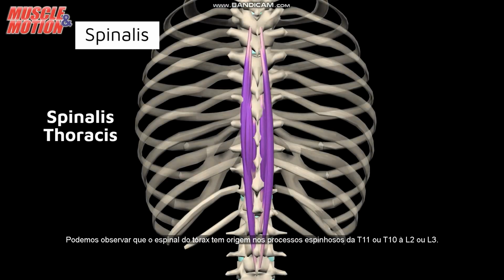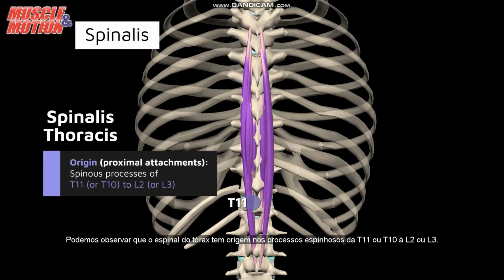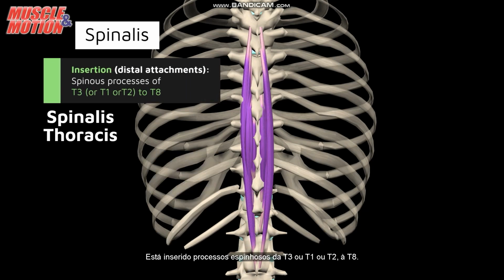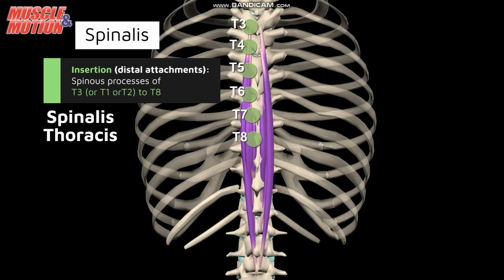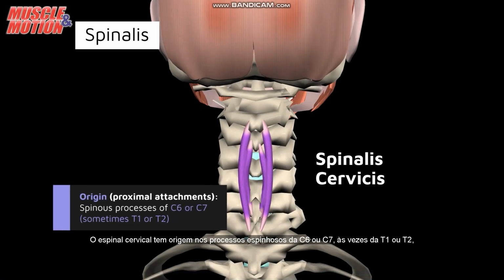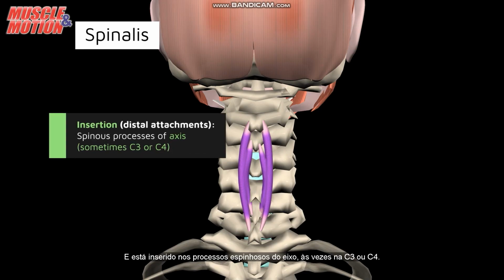We can see that the spinalis thoracis originates from the spinous processes of T11 or T10 to L2 or L3. It inserts to the spinous processes of T3 or T1 or T2 to T8. The spinalis cervicis originates from the spinous processes of C6 or C7, sometimes from T1 or T2, and inserts to the spinous processes of the axis, sometimes to C3 or C4.